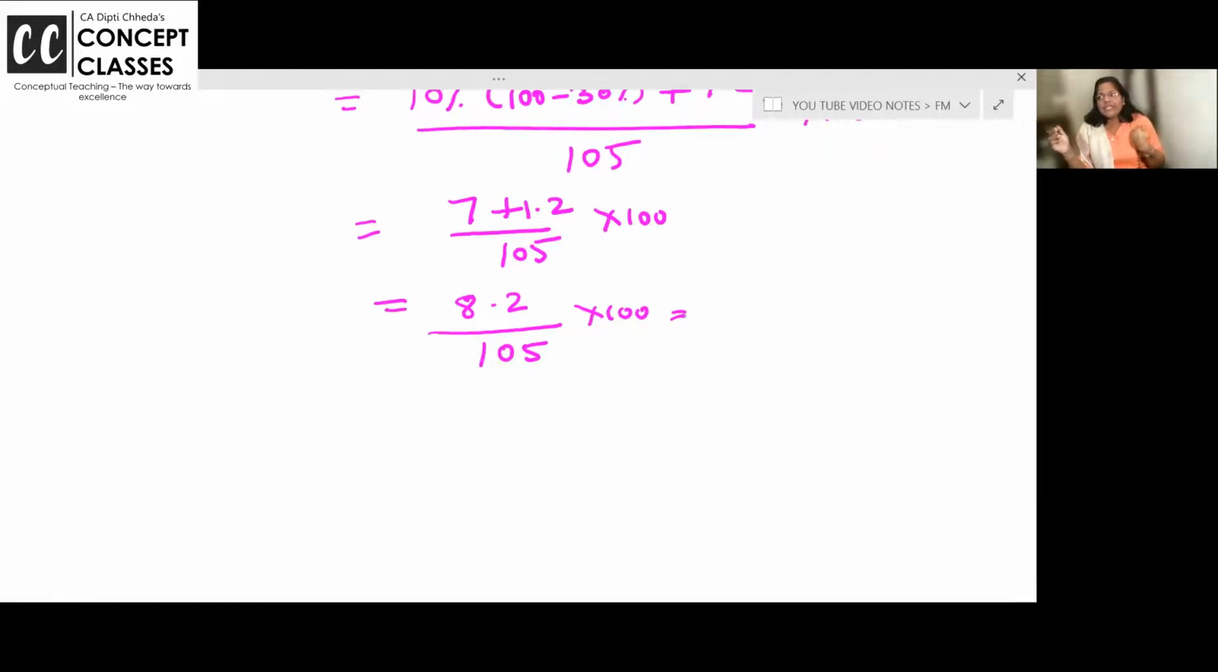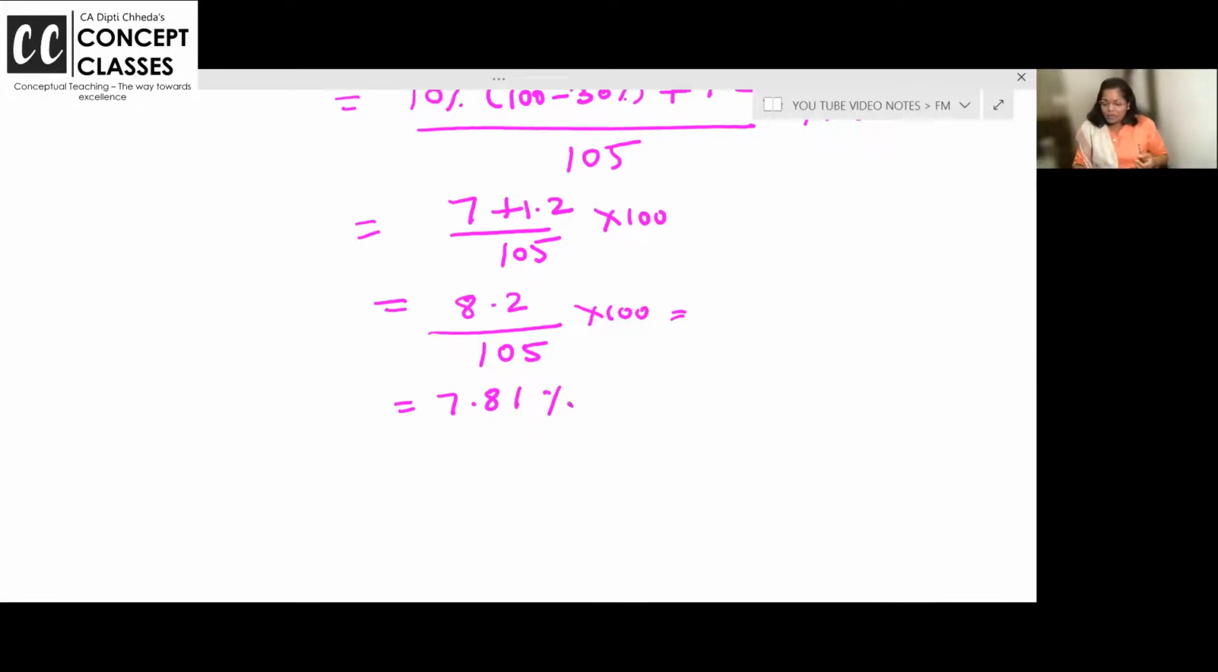I'm using 98, I'm repaying 110. So on average I'm using 105 rupees. So 8.2 divided by 105 into 100. Finally, what is my out of pocket cost? 7.81%, rounded off to 2 decimals.